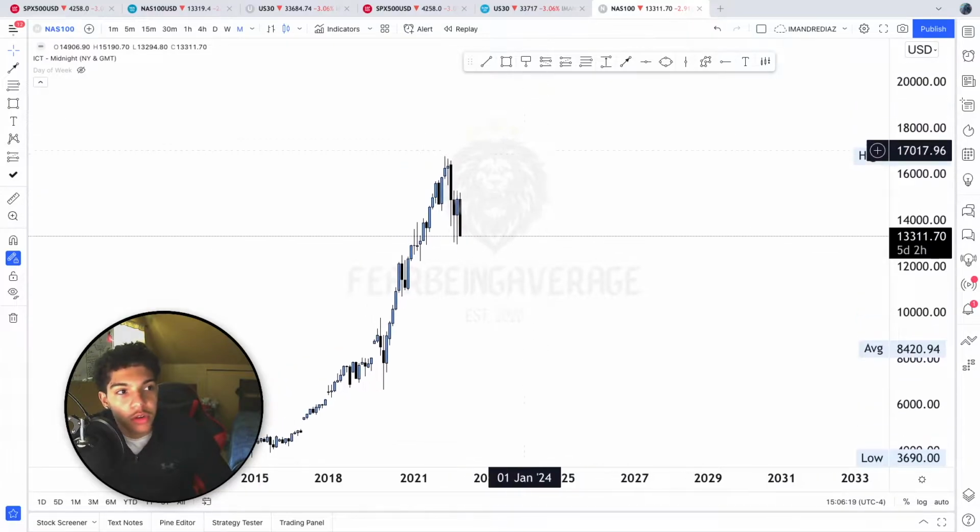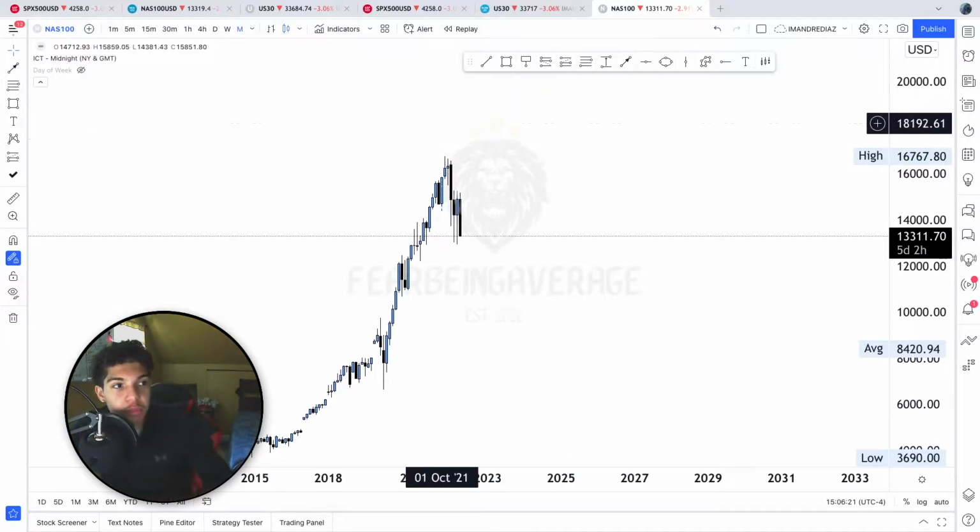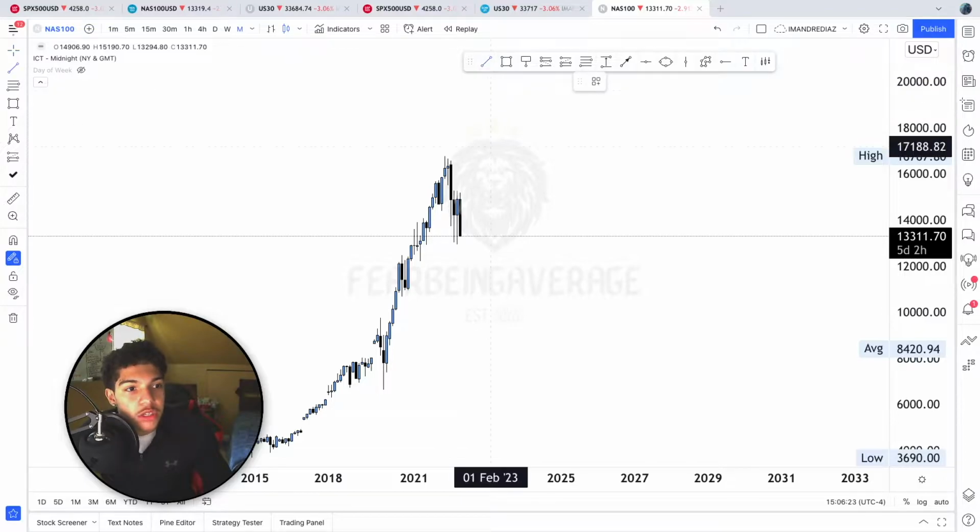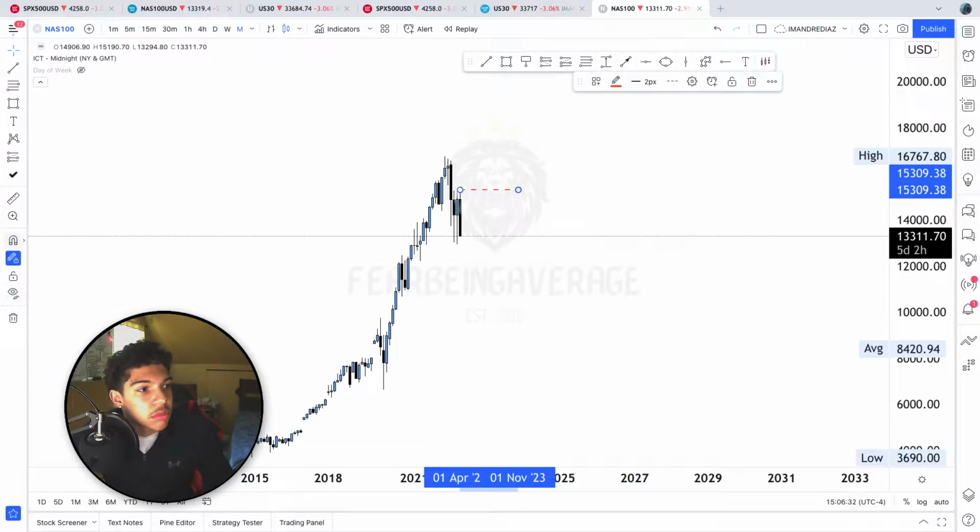So the first thing we're going to do is start off on the higher time frame. I'm on the monthly time frame right now. We're just going to mark up the previous monthly highs. We're in the middle of this month, so we have 5 days left in this month. So I'm going to mark up the previous month.